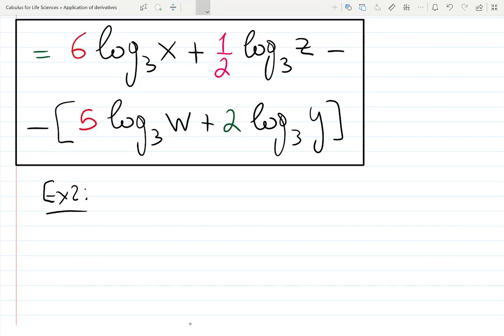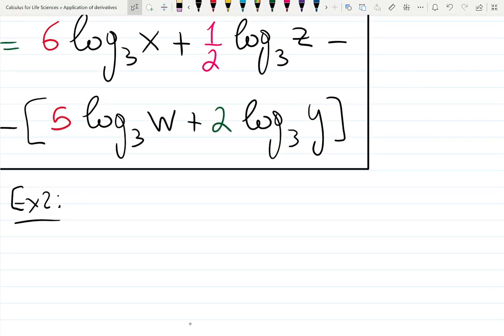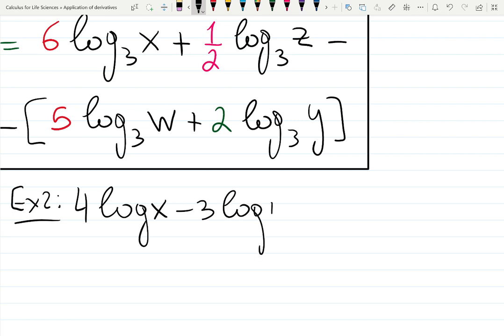This will be the example where you have to compress many logs into one log. 4 log base... nothing. So we figured what it means. 4 log x minus 3 log y plus 8 log z minus 3. Rewrite it as a single logarithm.